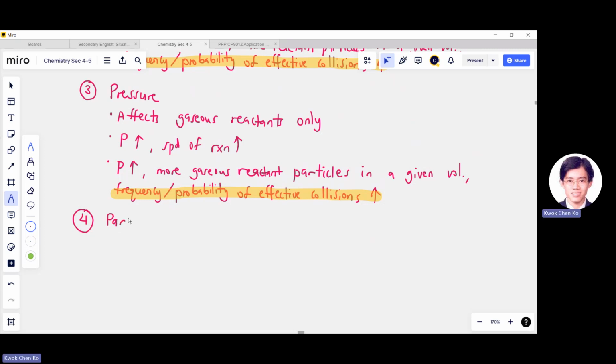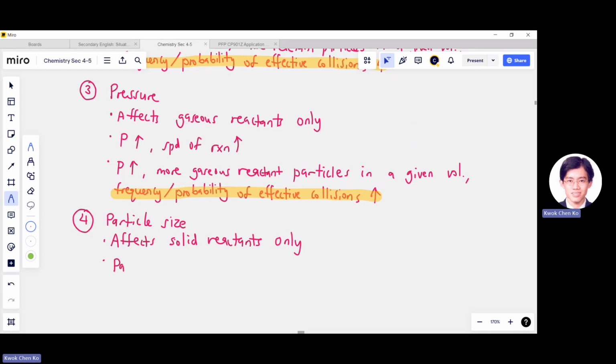Okay, last factor, particle size. You should know this better than all. What kind of reactions does it affect? Or what kind of reactants? Solid. Yes, good. Solid reactants only. That means if you have an insoluble reactant, then particle size will affect it.